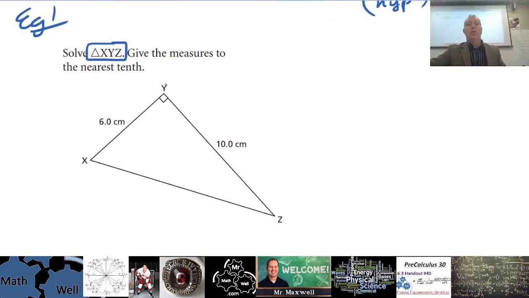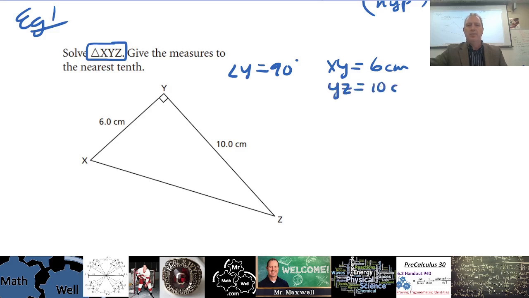All right, so we need to find the measures of all the angles and all the sides. So I know what angle y is. Angle y is 90. Okay, great. That's given. Over here x, y, that side is 6 centimeters. Awesome. And y, z is 10 centimeters. Awesome. So I need to find x, z, and I need to find angle x and angle z over here.